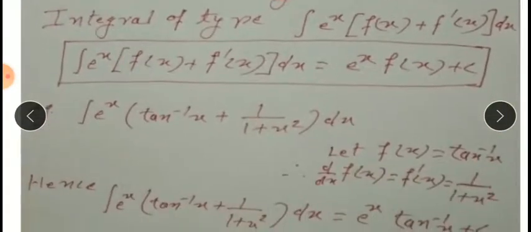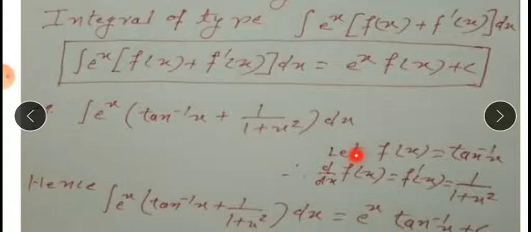Now see the example: integration of e raised to x times (tan inverse x plus 1 upon 1 plus x square). This is of the form function x plus f dash x. Consider tan inverse x as function x. Its differentiation is f dash x, that is d/dx of tan inverse x is equal to 1 upon 1 plus x square.